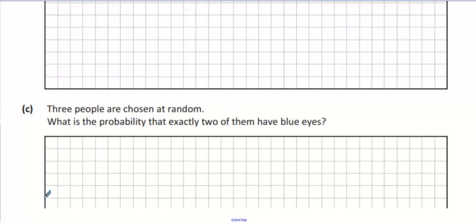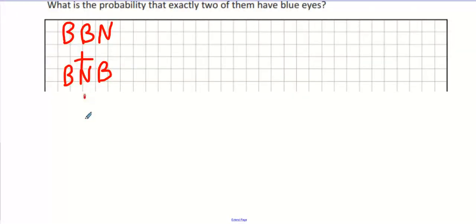3 people are chosen at random. What's the probability exactly 2 of them have blue eyes? Let's do it this way. 3 people: blue eyes, blue eyes, and no blue eyes. Do 3 blue eyes count? No, it has to be exactly 2. Okay, awesome. What other way could that happen? Blue eyes, no blue eyes, and blue eyes. And what's the other way it can happen? The first person hasn't got blue eyes, the second person has blue eyes, and the third person has blue eyes. 3 different ways. Everybody understood?